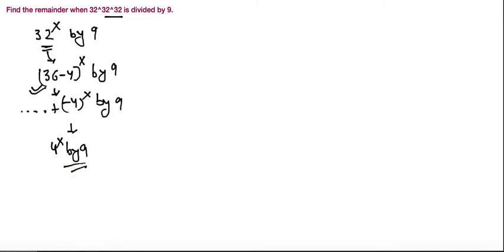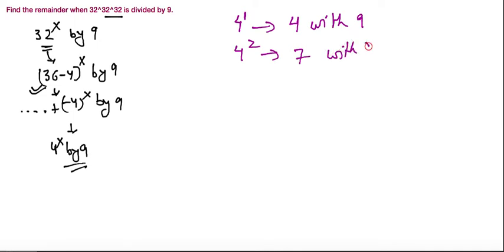Okay, now let's look at how different powers of 4 contribute to different remainders when divided by 9. So let's start with 4 to the power 1, where x is 1. What's the remainder when it is divided by 9? So 4 to the power 1 is 4. So it gives a remainder of 4 when divided by 9. What about 4 to the power 2? So 4 to the power 2 is 16. So it gives a remainder of 7 with 9.